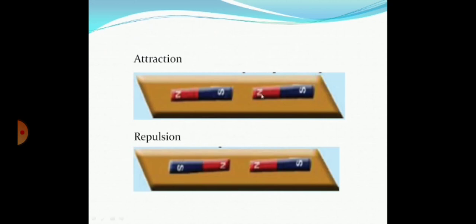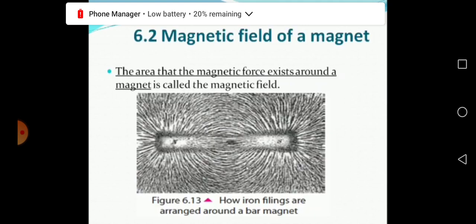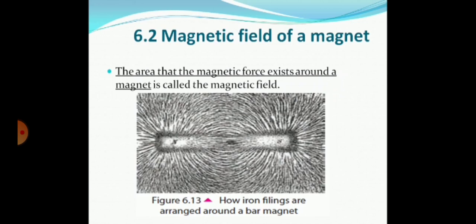Now, attraction and repulsion are characteristics of a magnet. When you place the south pole and north pole of bar magnets near each other, they will attract. Once you place both north poles or both south poles together, they will repel. Like poles repel, unlike poles attract.